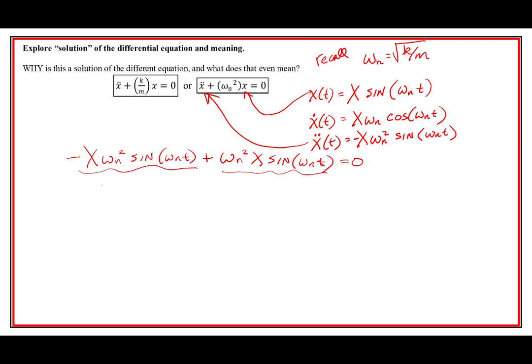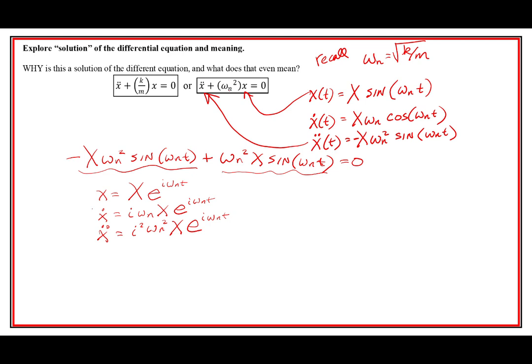You could also try x is equal to this guy right here, x e to the i omega n t. Right, so if you take the derivative of him, you get i omega n x e to the i omega n t. And if you do it again, you get i squared omega n squared x e to the i omega n t.